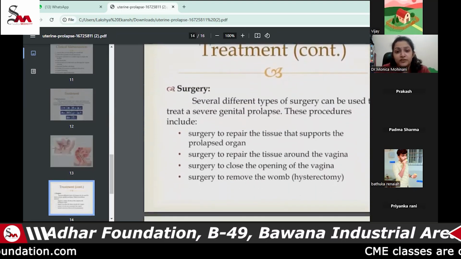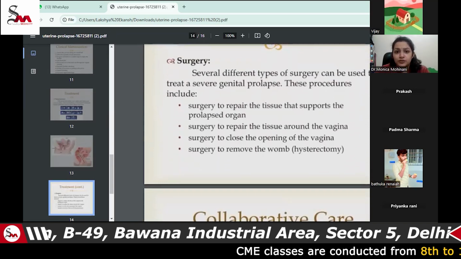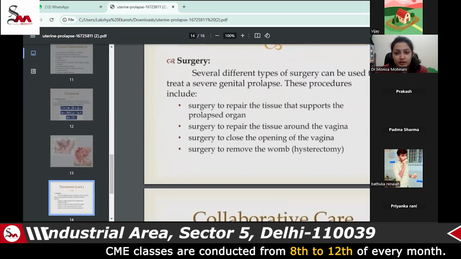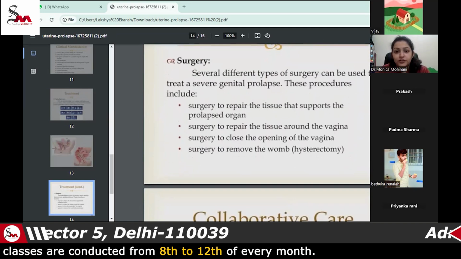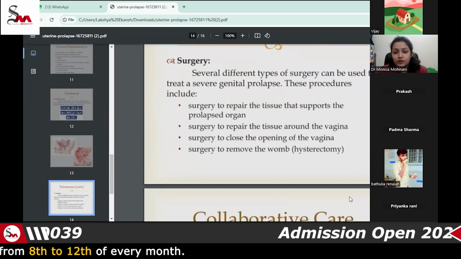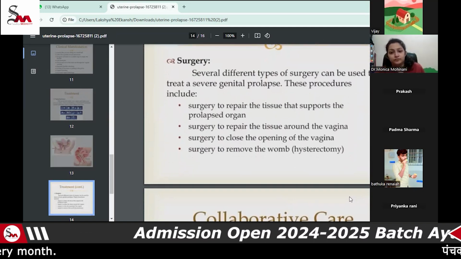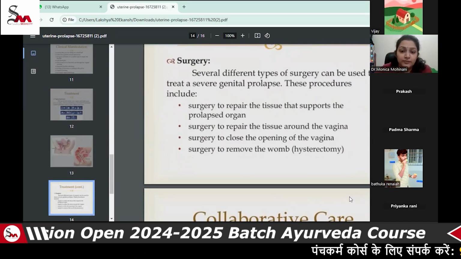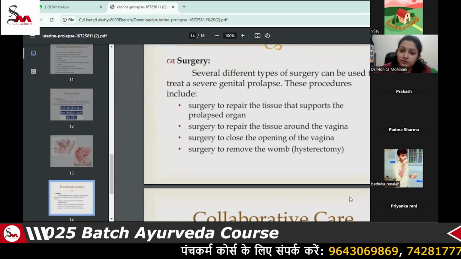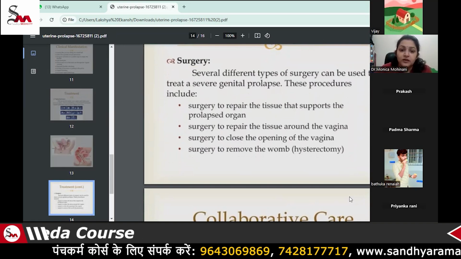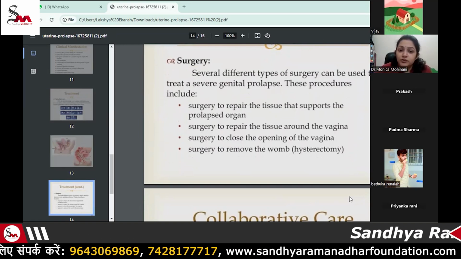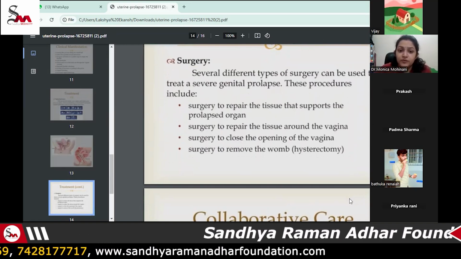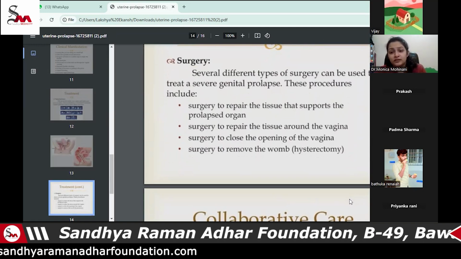Several different types of surgery can be used to treat severe genital prolapse, like surgery to repair the tissues that support the prolapsed organ. If there is tissue damage, then tissue repair to support that prolapse, and surgery to repair the tissue around the vagina, surgery to close the opening of the vagina.